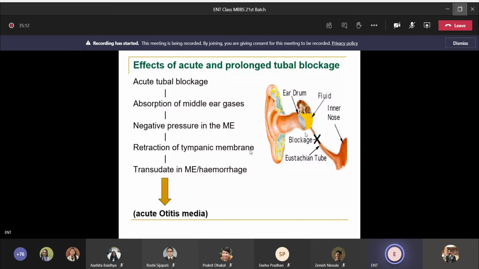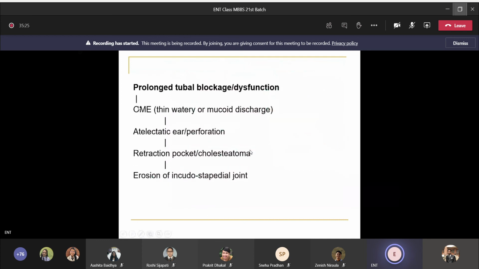So, the eustachian tube has a very great role in pressure maintenance of the middle ear. Not only that, also in the hearing mechanism. Now, if the prolongation of the tubal blockage is there, then there is development of thin watery fluid in the middle ear that we have talked about. And sometimes it can retract the tympanic membrane medially, and it can be retracted so hard that there will be an atelectatic tympanic membrane or ear, okay?